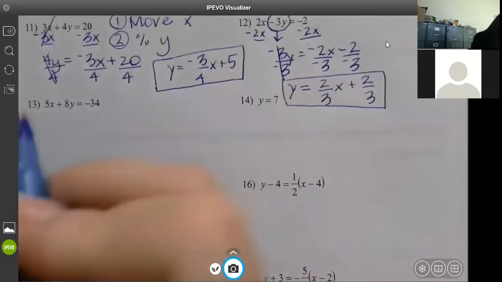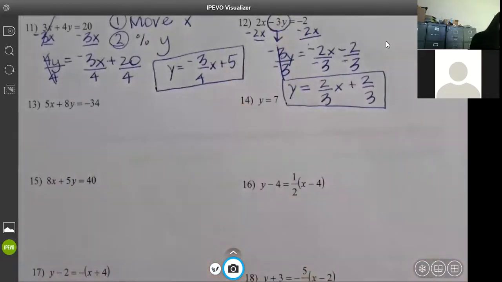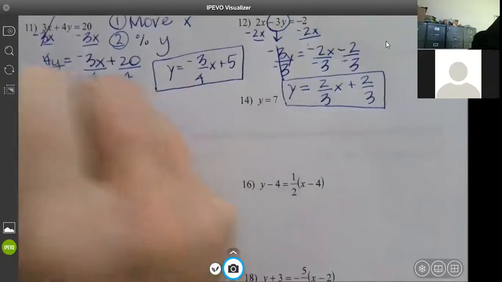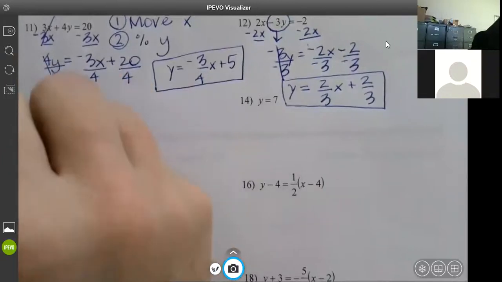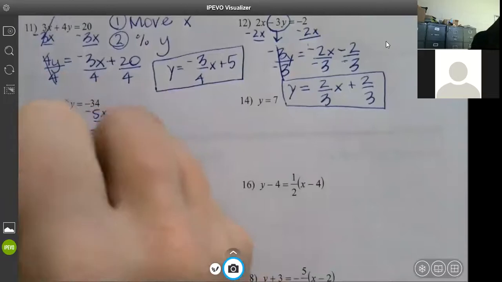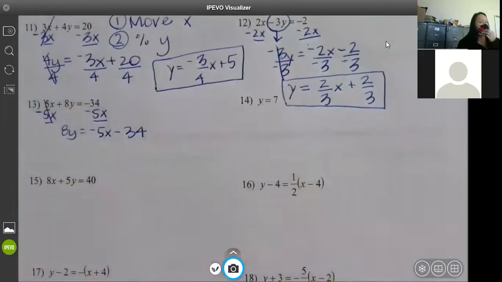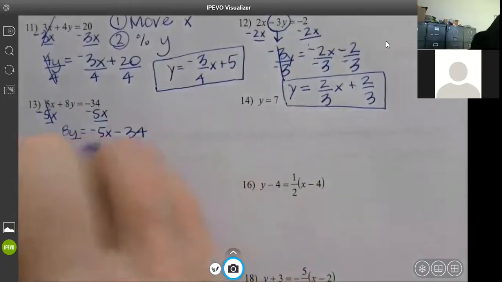Number 13. What do I do? How do I move it? It's a positive, so I'm going to subtract it. I'm going to bring down that positive 8y. The negative 5x will go first, then the negative 34 will go second. Finish it out, divide by 8.